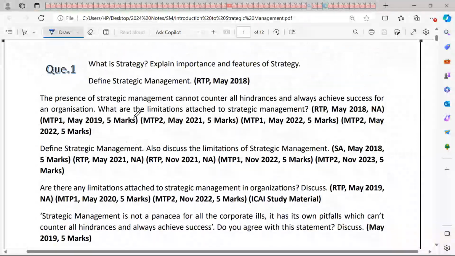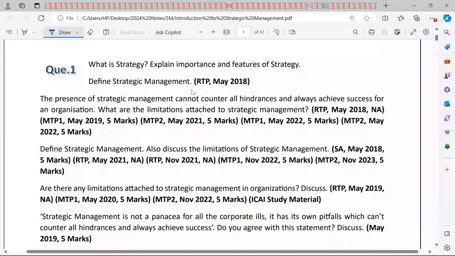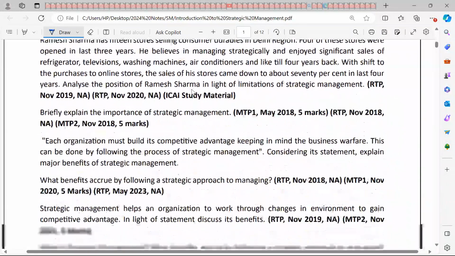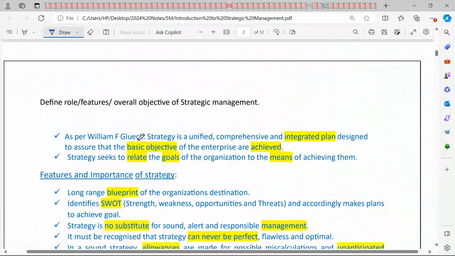Okay, so I have marked all the questions here. Past year paper, how ICAI asks you the questions, I have marked everywhere. First of all, we will start with our discussion. Before starting the topic, I would like to ask you, what is strategic management?